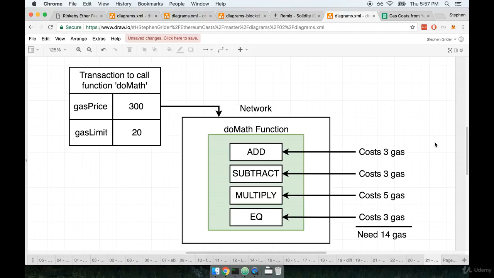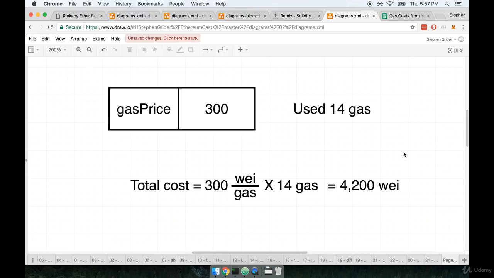Now the last thing to do is to figure out how much money we would have spent in the case that we consumed 14 gas. So remember, we spent 14 gas, and we said that we were willing to spend 300 Wei for every unit of gas. So we would do a very simple calculation like this. We said we're willing to spend 300 per unit, and we used 14. So we say 300, that's 300 Wei for every unit of gas. We multiply times 14, the gas units drop out, and we're left with only 4,200 Wei. And that's how much money we had to spend to execute this transaction.